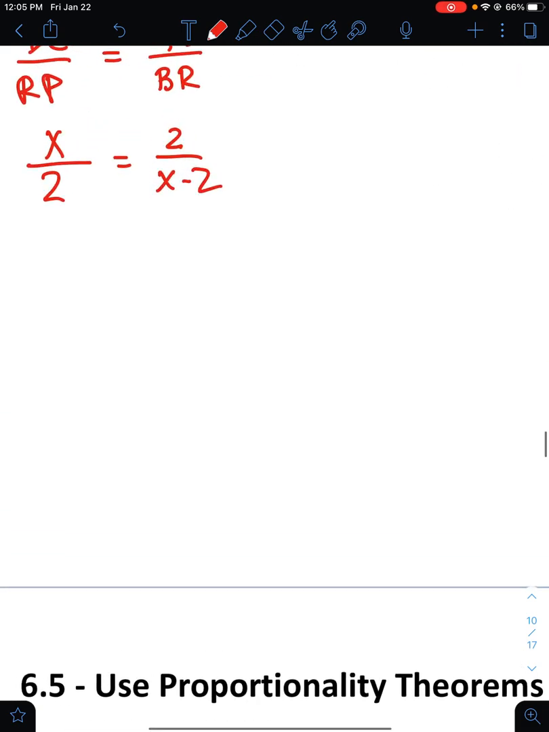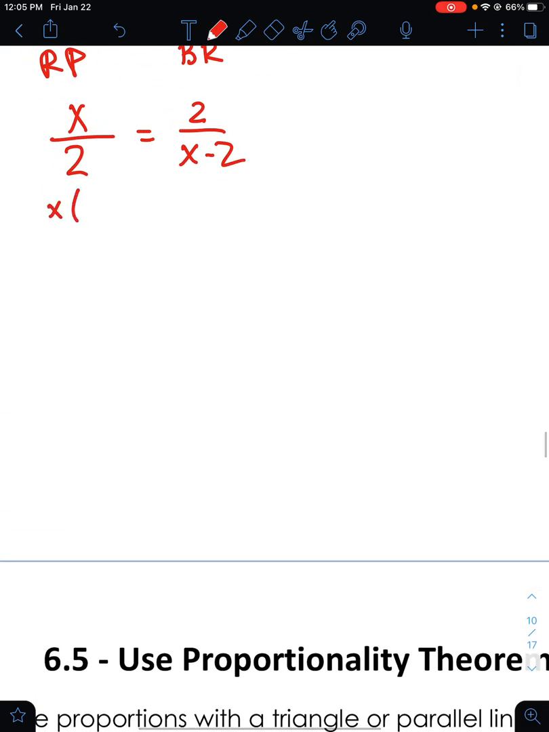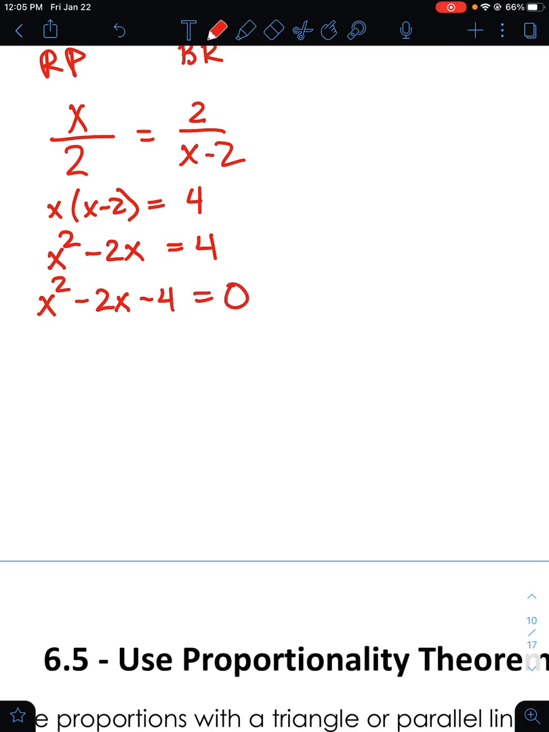Okay, let's cross multiply. So I have x times x minus 2, and then 2 times 2 is 4. Distribute in, so that gives me x squared minus 2x equals 4. So it looks like I'm gonna probably factor here. So let's move the 4 over to the left. So x squared minus 2x, so take away 4 from both sides, so that would be minus 4.